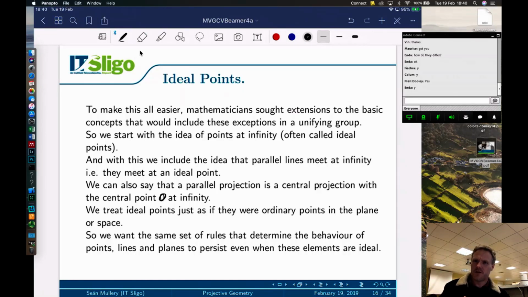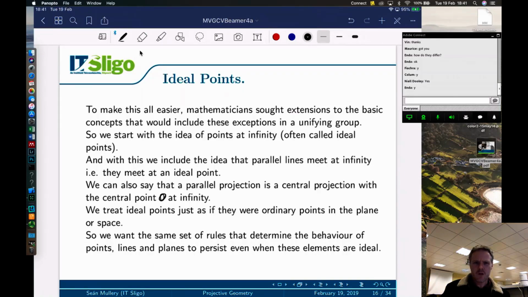And now we've unified the two. They're all central projections, except that one of them happens to have its center of projection at one of these ideal points, and this ideal point is one of these points at infinity. So we treat ideal points just as if they were ordinary points in the plane or in space. So when it comes to the maths, we can treat them quite similarly, but when it comes to actually perceiving where they are, they're a little bit more like imaginary numbers.